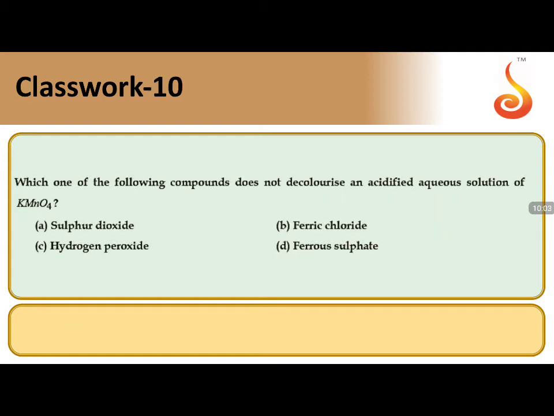Coming to question number 10, which of the following compounds does not decolorize acidified solution of KMnO4? That means KMnO4 should not behave as an oxidizing agent. Where there is no redox reaction, there is no decolorization of KMnO4. Now sulfur dioxide SO2 can convert into SO4 2 minus. So the reaction is possible. Ferric chloride, Fe is in plus 3 state. Is there any chance of going into that?